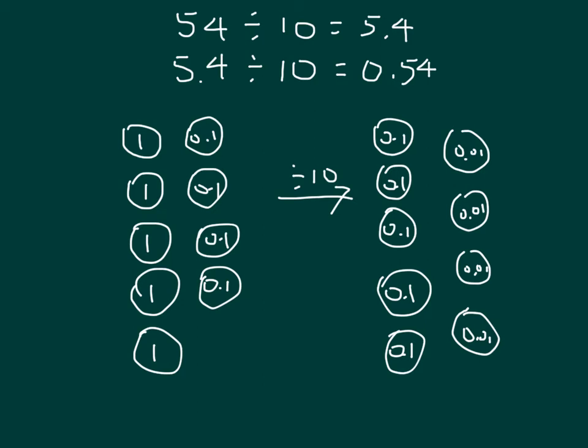You notice about our answers here, 0.54 or 54/100ths is actually 1/10 smaller than 5 and 4/10. Just as what we were dividing, 54, 5 and 4/10 is 1/10 smaller than 54. Another way to look at this is this quotient here is 10 times larger, just as 5.4 or 5 and 4/10 is 10 times larger than 54/100ths.